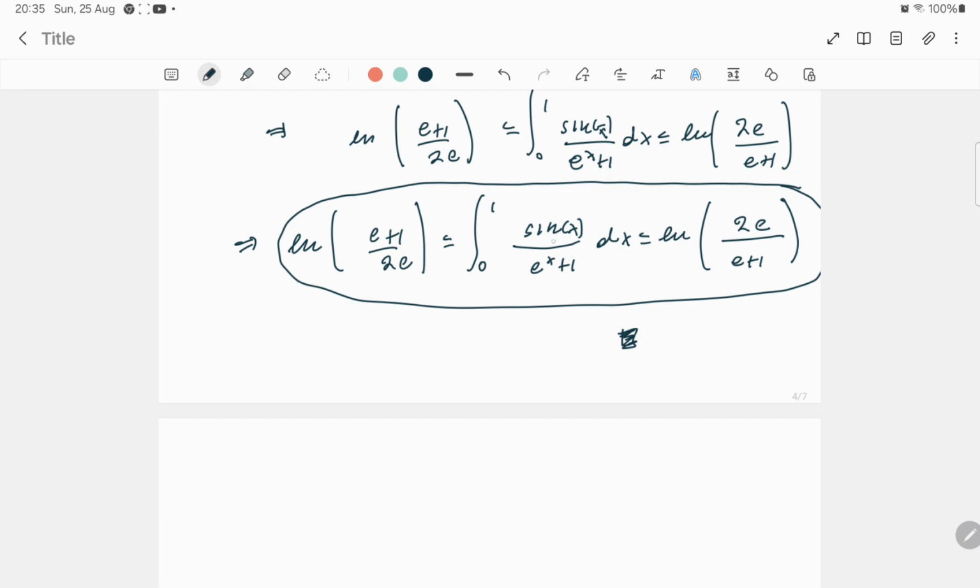You can compute some integrals explicitly, but for some integrals it's not possible to do that. So what you do is you estimate what would be the value of the integral. In this case, the value of the integral is between this lower value, natural logarithm of e plus 1 over 2e, and the other value, natural logarithm of 2e over e plus 1.